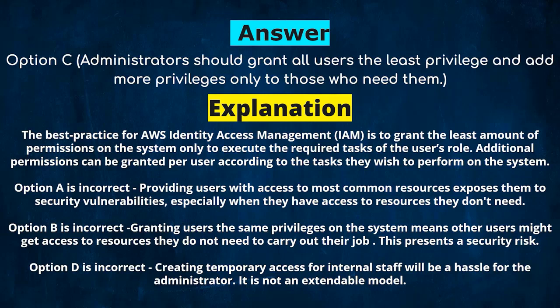Option A is incorrect. Providing users with access to most common resources exposes them to security vulnerabilities, especially when they have access to resources they don't need. Option B is incorrect. Granting users the same privileges on the system means other users might get access to resources they don't need to carry out their job. This presents a security risk. Option D is incorrect. Creating temporary access for internal staff will be a hassle for the administrator. It is not an extensible model.